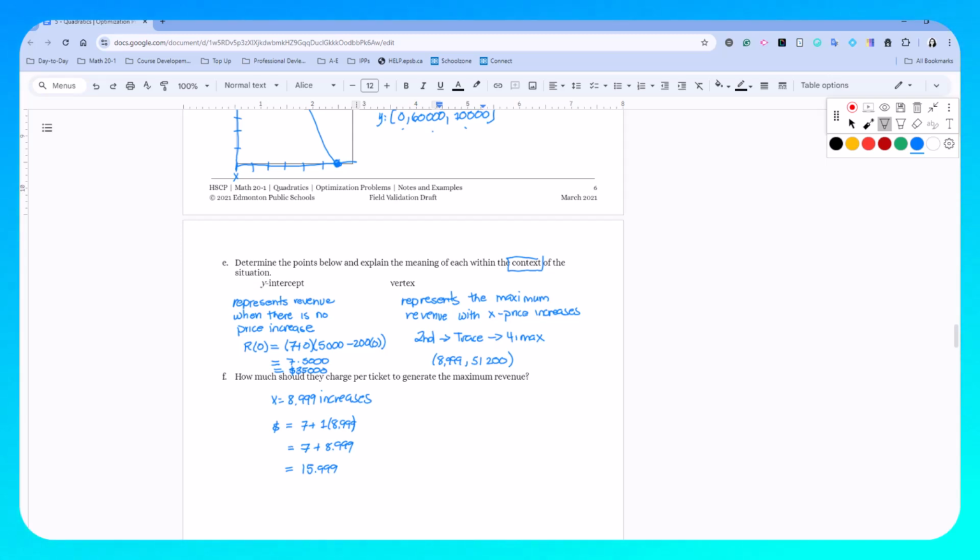But remember, this is money. We round money to 2 decimal places, and that means that this is going to be $16. So we're going to write that down. The cost to maximize the revenue is $16. Let's move on.